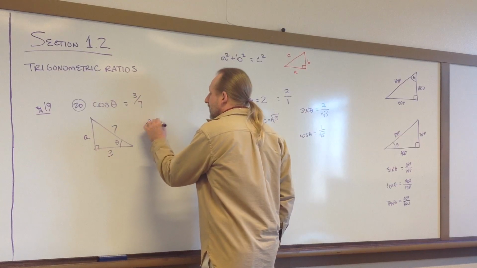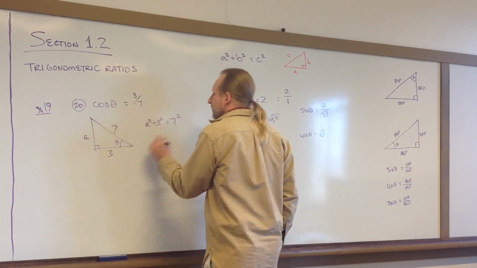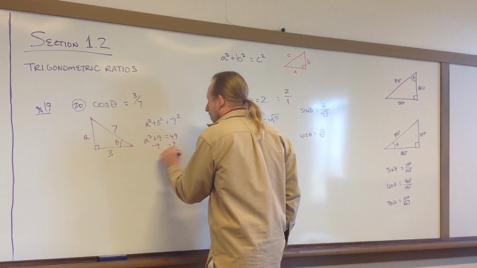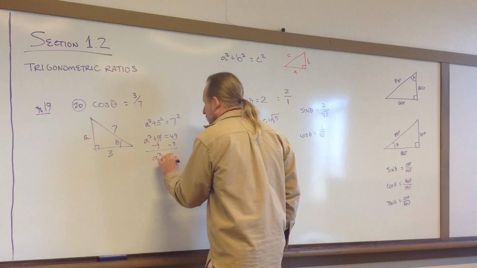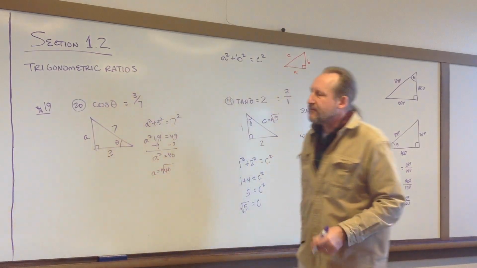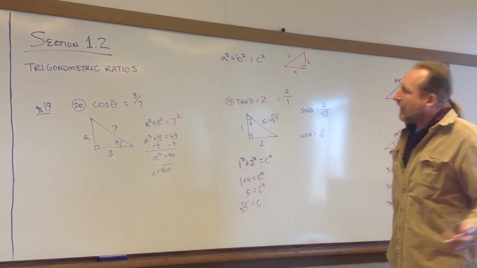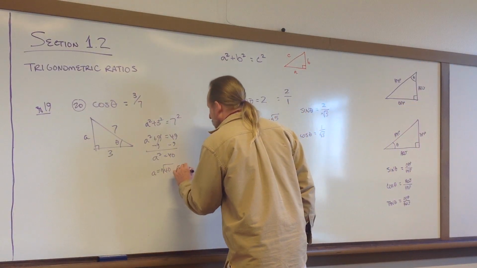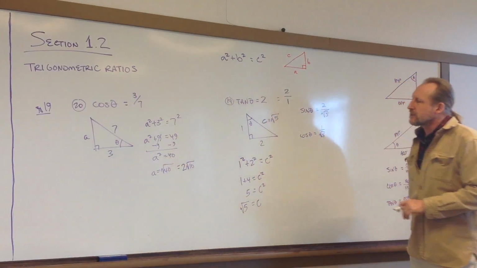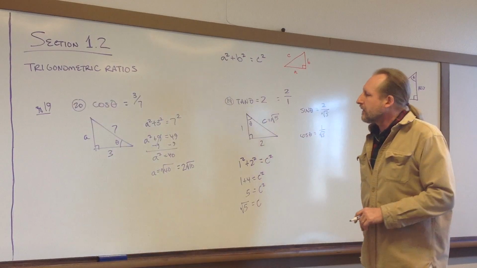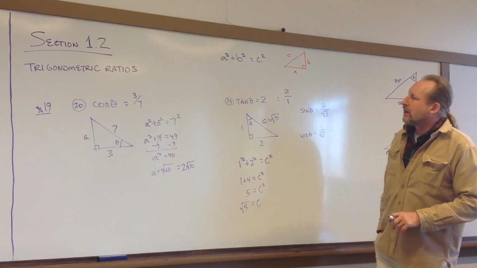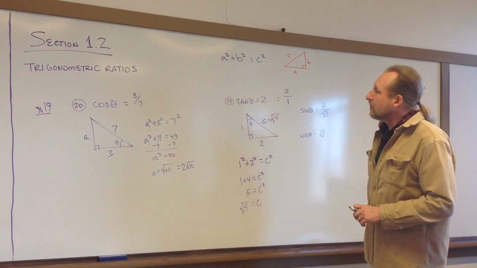So a squared plus 3 squared equals 7 squared, 49. So a squared is 40, and a is the square root of 40. We can leave it like that if we want to. You can simplify this. This would be 2 square root 10. I'm not going to make a big deal about that in this class. Again, it's sort of hanging around from the days before calculators were widely available.